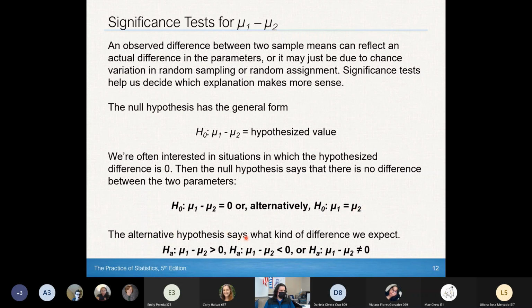The alternative hypothesis says what kind of difference we expect. Either that the difference will be greater than 0, the difference could be less than 0, or just that it is not 0. Could be greater than, could be less than. We get a two-sided test in this case. It follows the same pattern as the hypotheses that we looked at in chapter 9. It's just now we have two parameters.